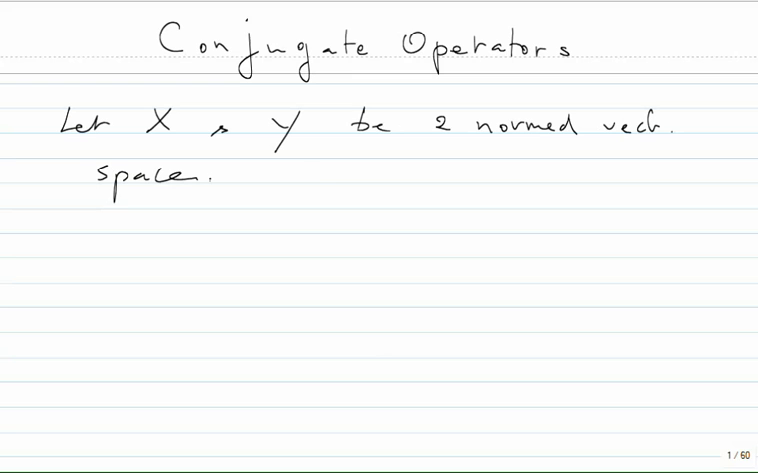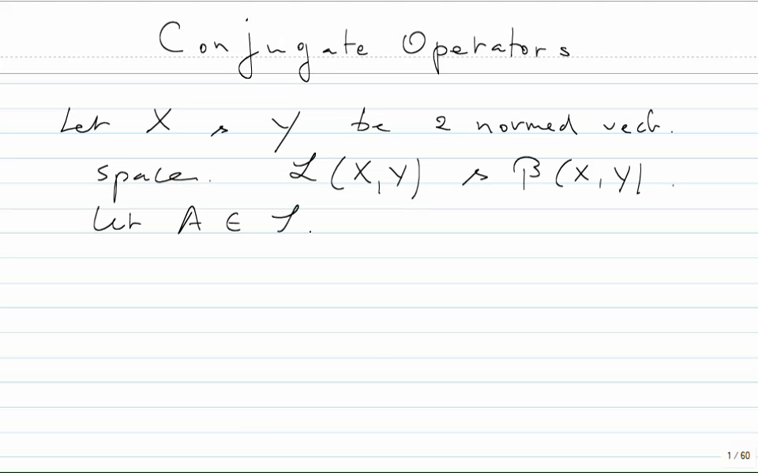Okay, so recall that L(X,Y) stands for the linear operators defined from X to Y, and B(X,Y) are the bounded linear operators, or continuous linear operators, from X to Y. So we have seen them before. Now let A belong to L(X,Y). So A is a linear operator.